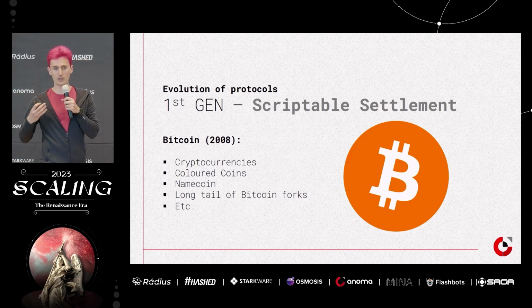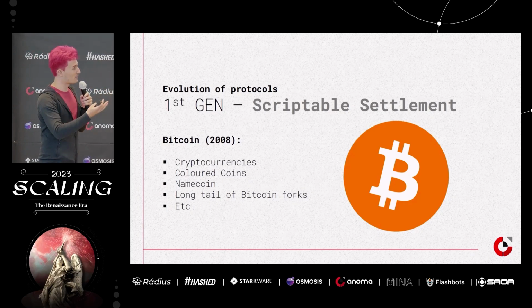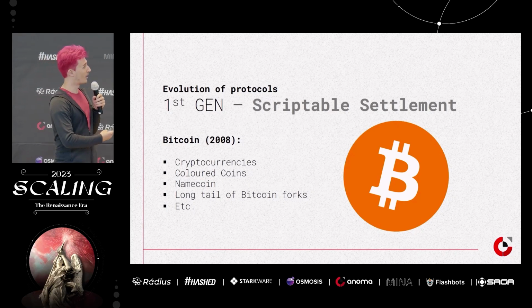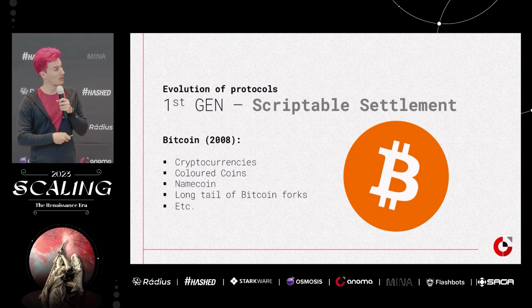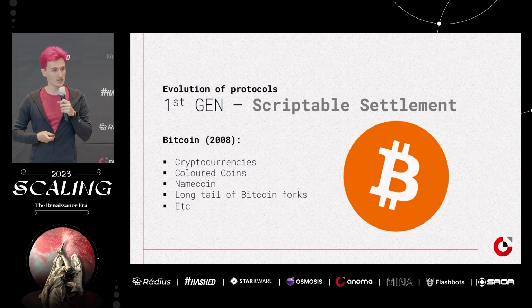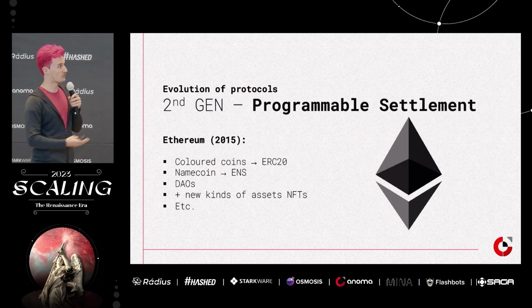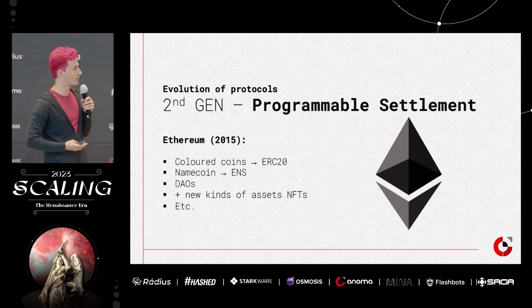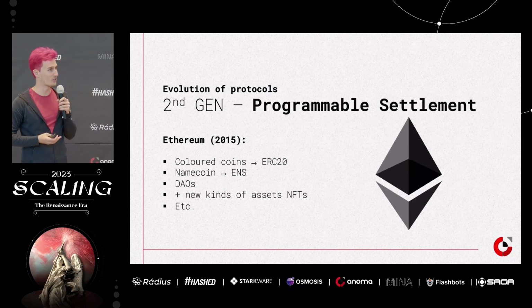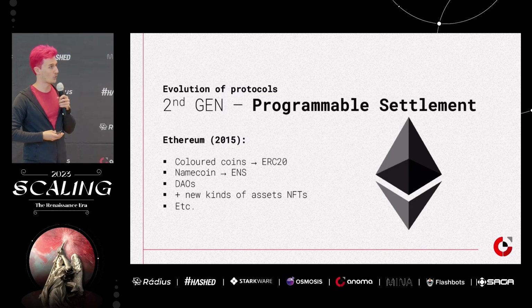And yes, they gave us a bunch of cool things. Under some people's opinions, they make relatively good forms of money. They allow you to build things like colored coins, Namecoin, and a long tail of Bitcoin-like forks. But fundamentally, they're very limited, right? You can't build arbitrary applications on these systems. And so based on this, we got generation 2, programmable settlement. This really was spearheaded by Ethereum in 2015, where colored coins all of a sudden turned into ERC20s, Namecoin turned into ENS, and then we also got a bunch of new things like DAOs and NFTs along the way.